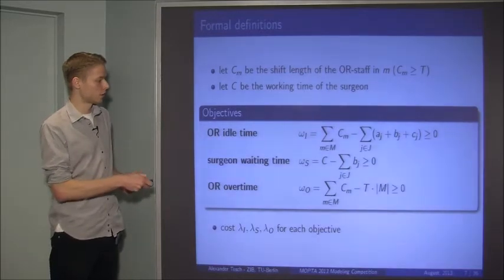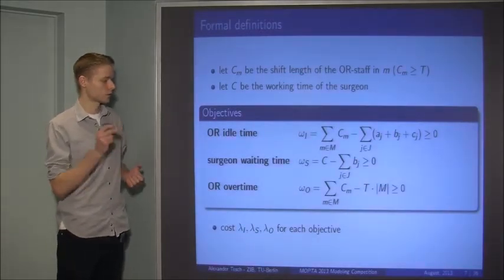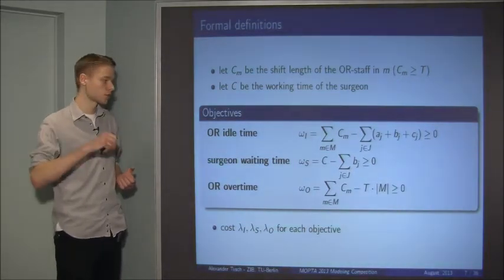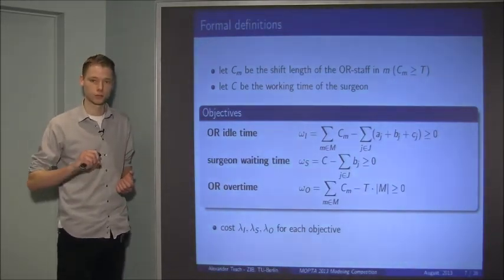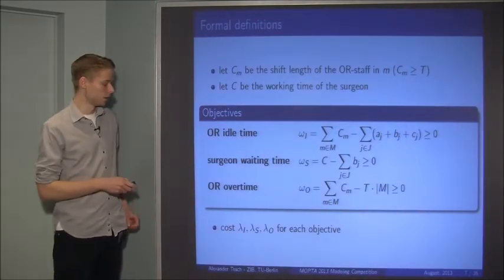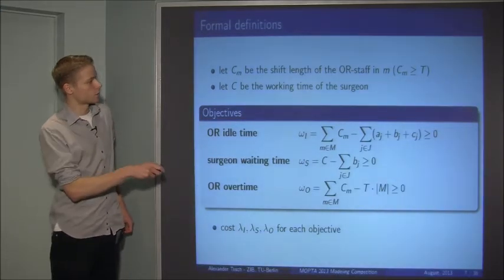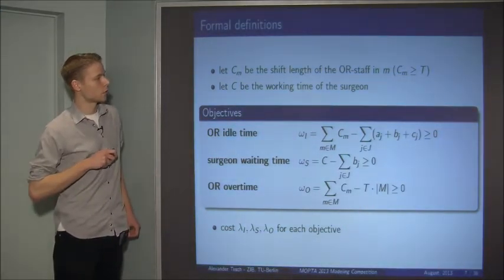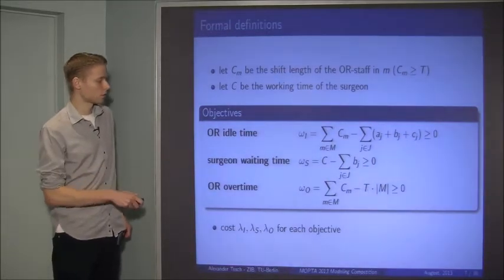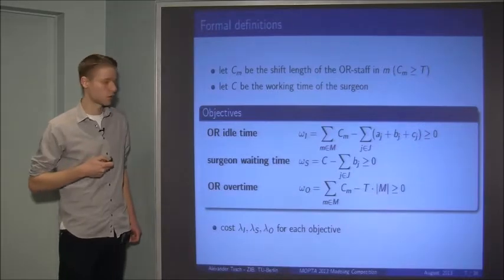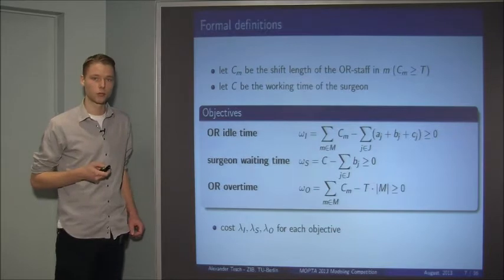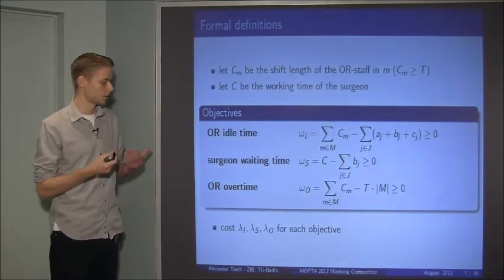Similarly, the surgeon waiting time is defined. We just take the shift length of the surgeon and subtract all the surgery phases from this length, and the result is exactly the surgeon waiting time. And similarly for the overtime, since we know that the working time of the OR staff must be greater than T, we just sum up again all the working times of the surgeon staff and subtract T times the number of operation rooms that we have, and what we get is the overtime.